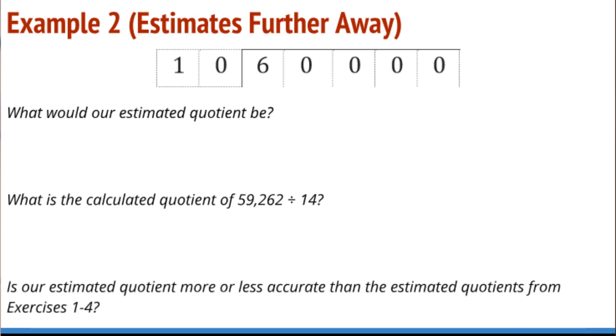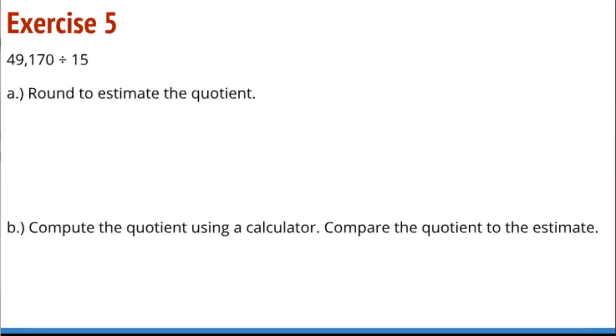Is our estimated quotient more or less accurate? Well, it's a little bit less accurate. The 14 had to change a lot more to become a 10. All right, taking a look here at exercise 5. We're going to round to estimate the quotient.